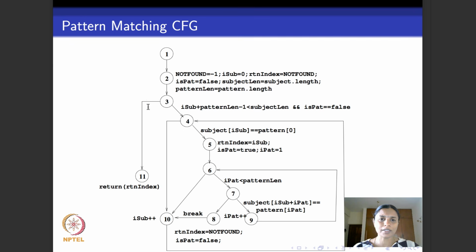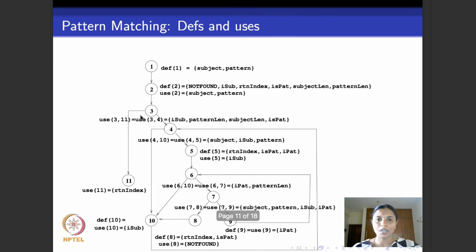If you remember, I told you that this corresponds to a branch. This is the branch where I enter the while loop, so this predicate is true. This is the branch where I exit the while loop, where the predicate becomes false. Just for readability, I didn't write the condition here. But the same set of variables with this condition negated comes here also. So I say use of this edge (3,11) and this edge (3,4) is the same set, right? Because both the predicates, one the positive version and one the negated version, will use the same set of variables. Similarly, this is the if statement. So use of this edge (4,10) and this edge (4,5) is the set subject, i, pattern.